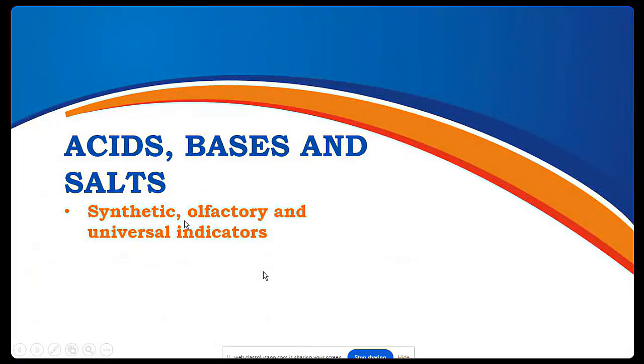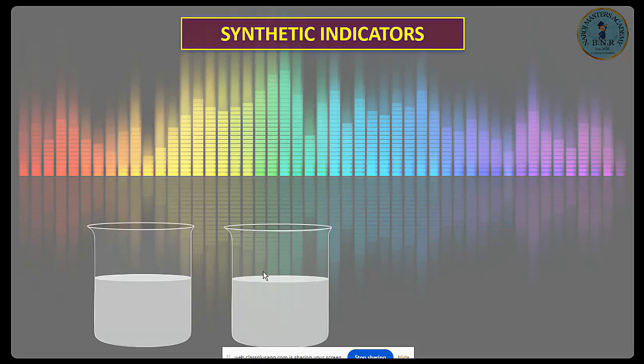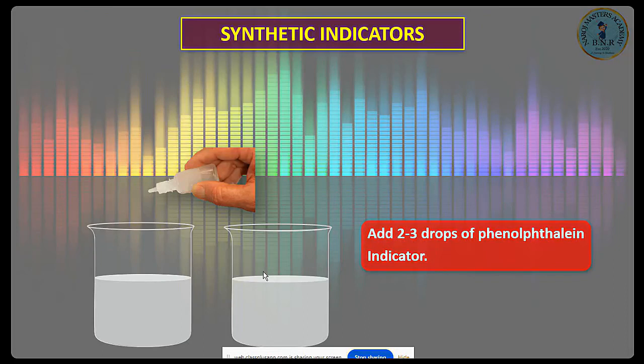Now, acid, bases and salts: synthetic and olfactory are universal indicators. We'll discuss synthetic and olfactory first. Synthetic indicators. There are two types of synthetic indicators. Synthetic means artificially prepared, prepared by man. Okay. Now take two unknown solutions in two different beakers. Add 2 to 3 drops of phenolphthalein indicator.